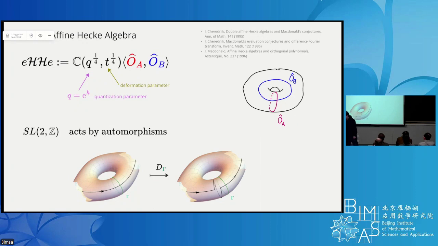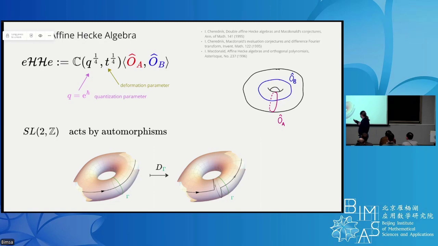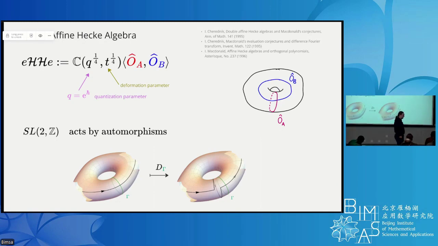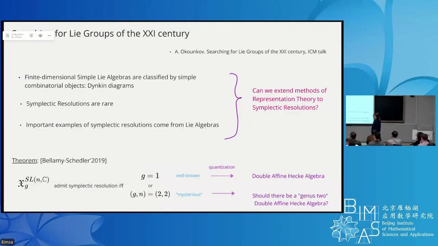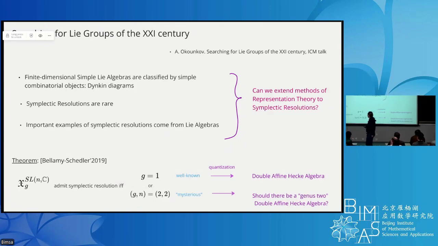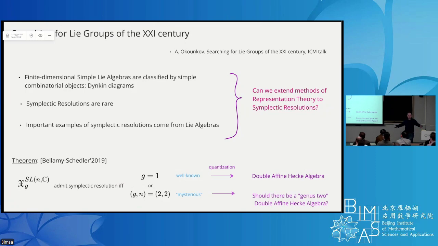Okay, and these algebras exist for a fundamental reason. So I started my presentation by saying something about the Lie groups, right? So I have to return to the subject. Like I already said, symplectic resolutions are rare. And in fact, they are so rare that people are actively searching for new examples with which you can work explicitly.